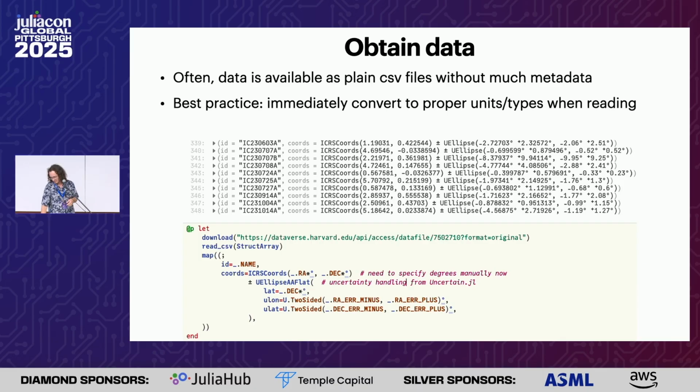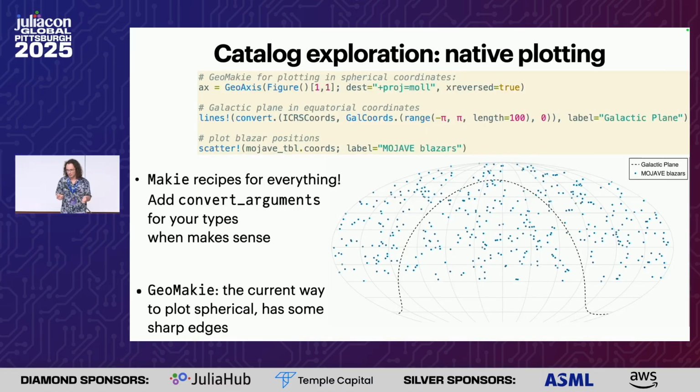So plotting is, I think, a very strong side of Julia here, because most notably SkyCoords and also Uncertain.jl have direct integrations with Makie. So you can just plot your SkyCoords objects. You can plot them with GeoMakie, as I'm showing here. You can plot them with a regular axis. And it works for lines, as I've shown with the galactic plane. It should be straightforward to see what's going on here.